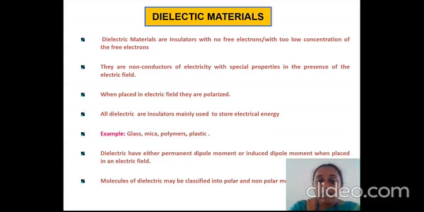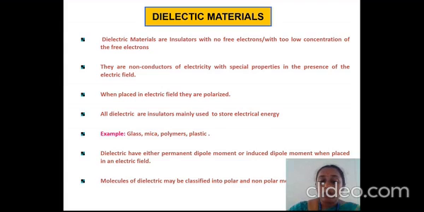But when we place this dielectric material in an electric field, what will happen? The positive charge nucleus and the negative charge electrons get displaced from their equilibrium position. Thus, a dipole moment is produced, and this process is called polarization. This dielectric material is used to store electrical energy. Glass, mica, polymer, plastic, all these come under the dielectric category.